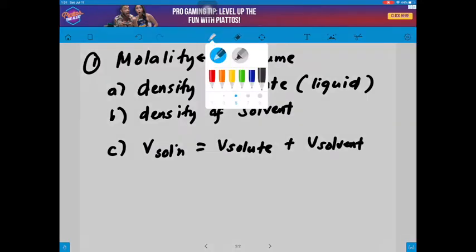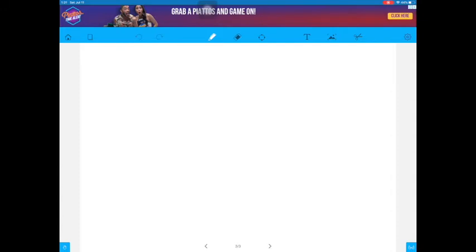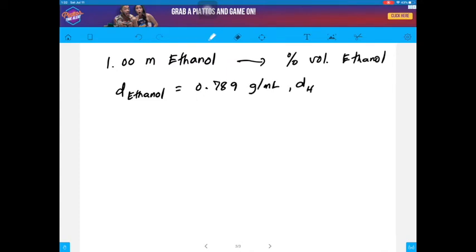Let's get to a more precise example. Suppose we would like to convert 1.00 molal of ethanol, or ethyl alcohol, to percent by volume ethanol. The density is often given. The density of ethanol is 0.789 grams per ml. And the density of the solvent is 1 since it is water.